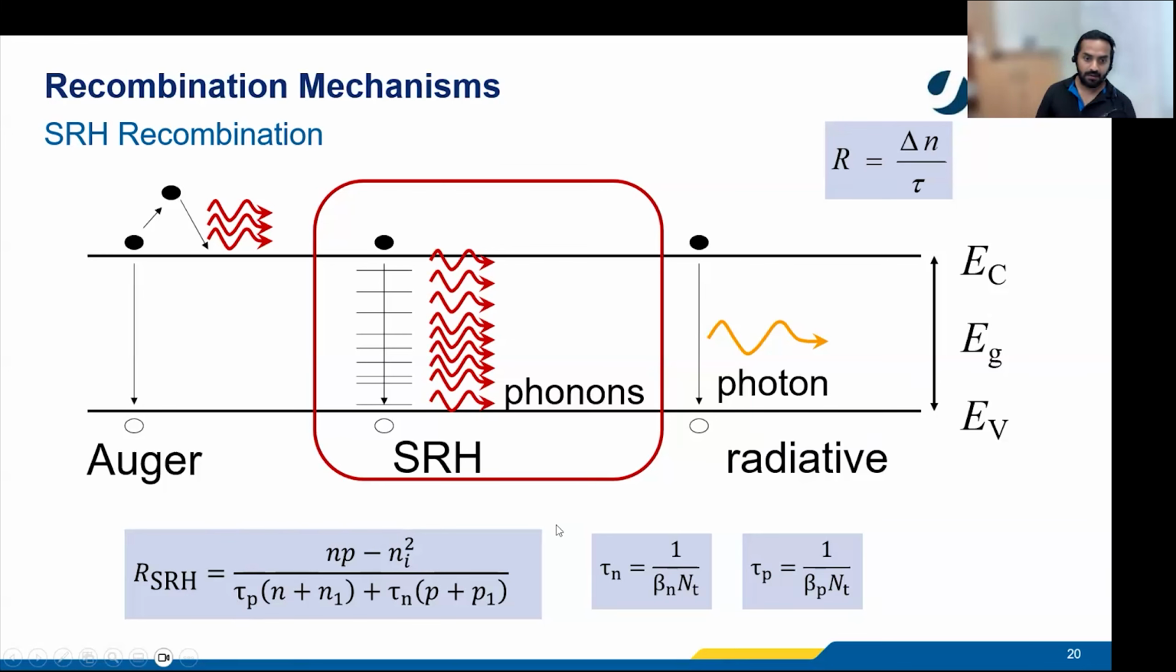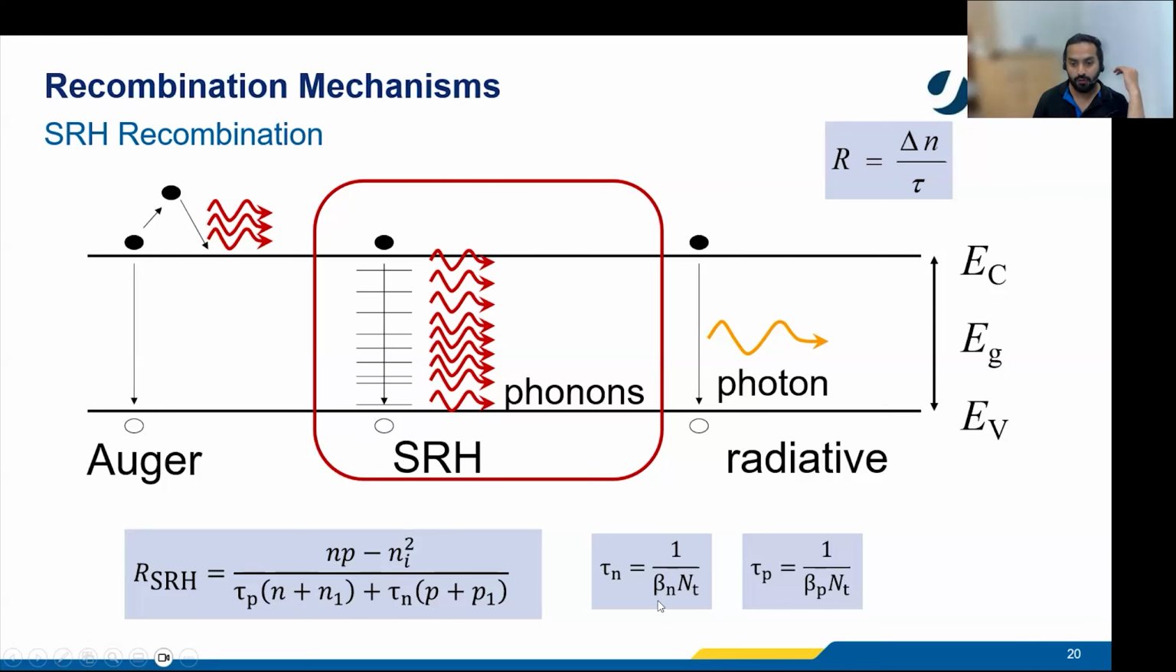You see that here. So essentially, this equation comes from considering both the capture and emission of electrons and holes from these defects. And I just explained these terms here a little bit. So you have again this np, the product of the electrons and holes, minus the equilibrium concentration. And then here you have a tau p and a tau n, and these are given by these formulae here. So they're the inverse products of the capture coefficients of the electrons and holes times the defect density.